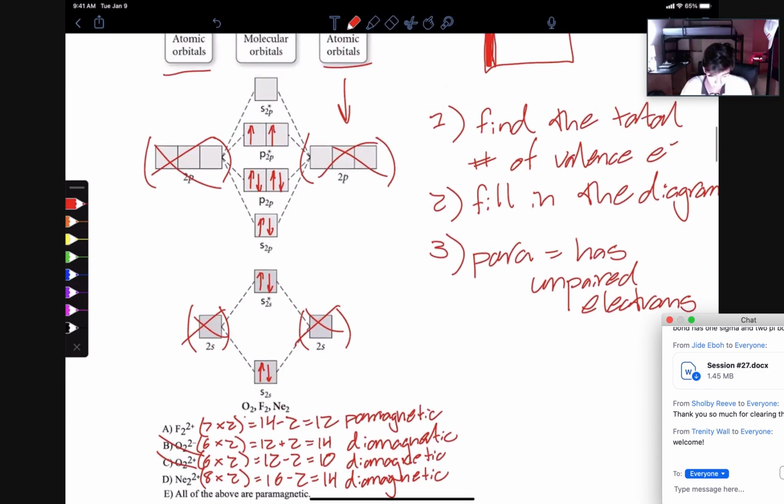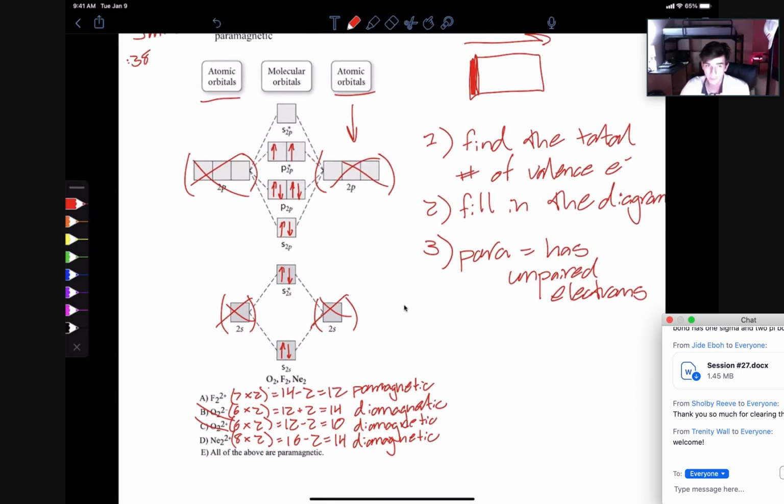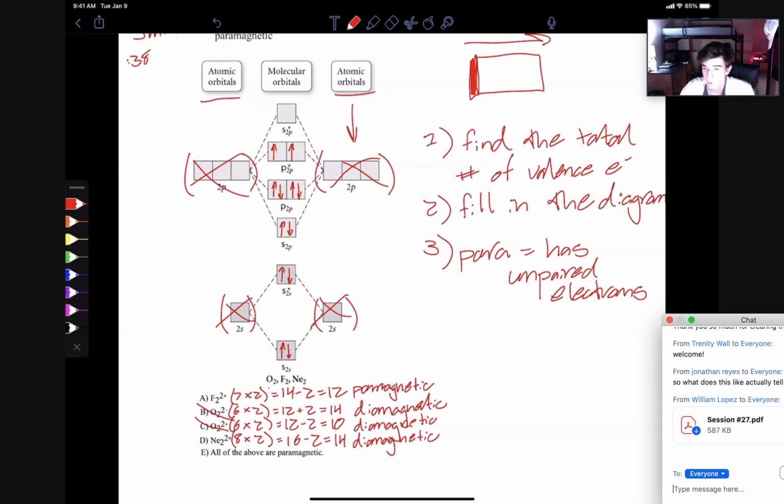So it really is just that simple. You don't need to worry about drawing the diagram. You just fill in electrons and figure out which is paired and which isn't.